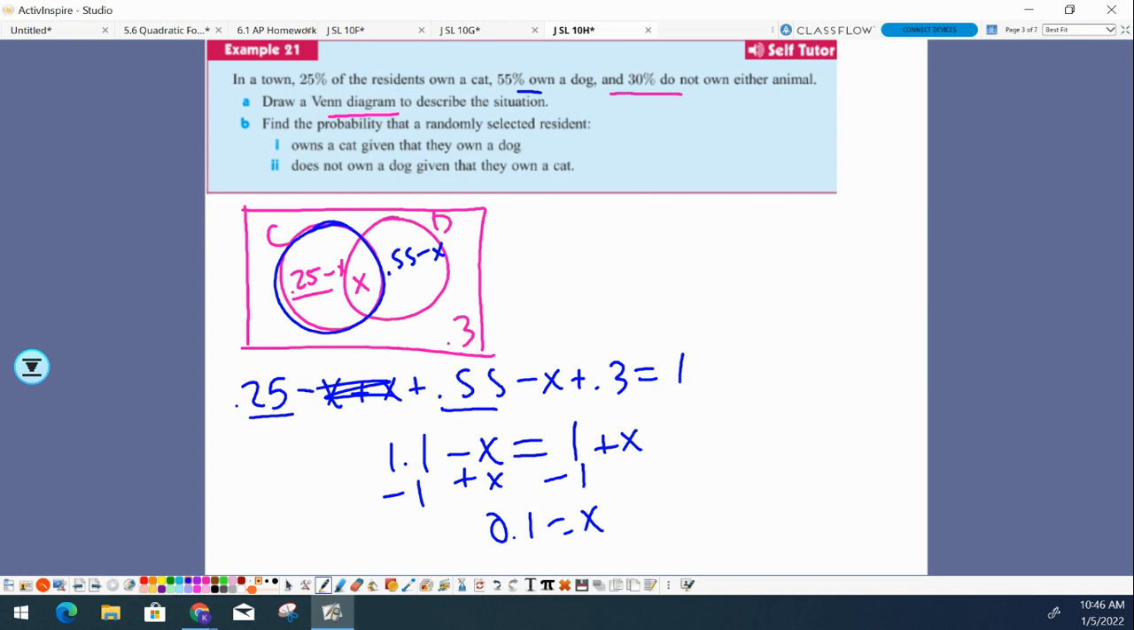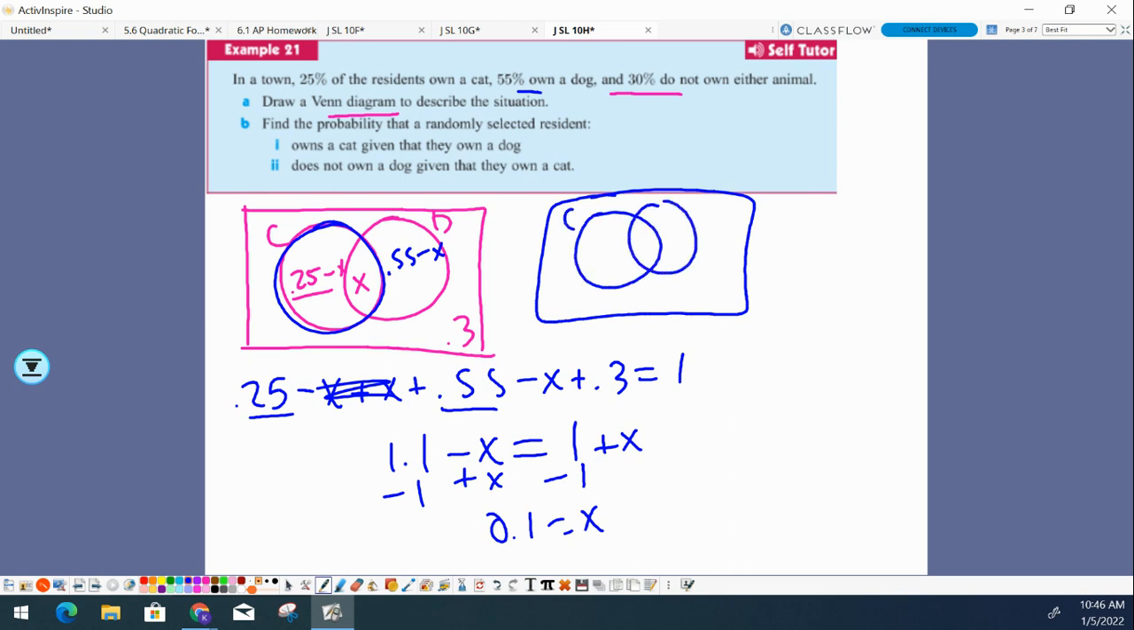So now let's revise our Venn diagram. We have our cat, and we have the dog. We now know that they both share 0.1. This is still 0.3. So the ones who just own a cat is our 0.25 minus 0.1, so that's 0.15. My just dog is 0.55 minus 0.1, so that's 0.45. All right.